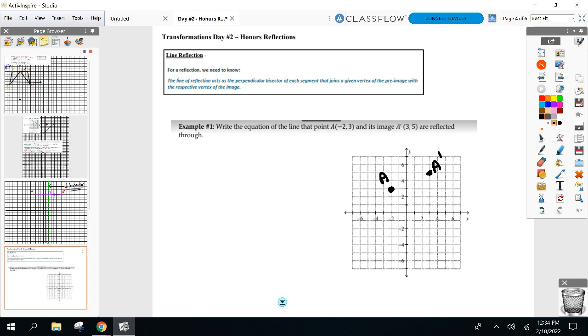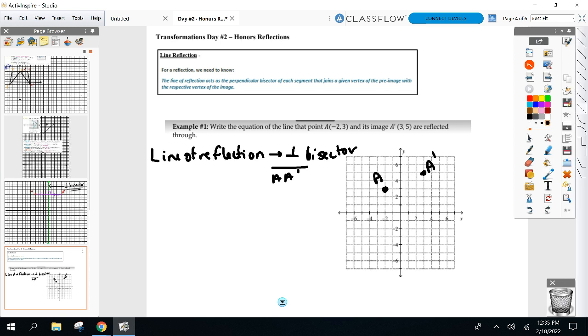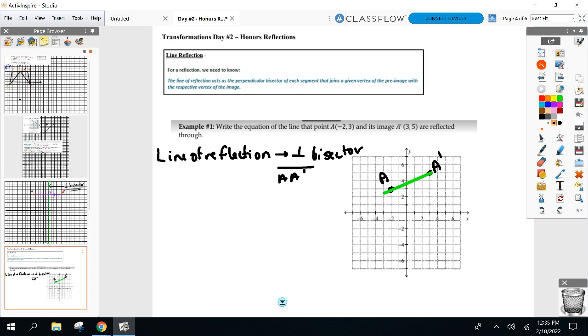But I do know this. I do know that if you want me to find the line of reflection, if I could spell it, the line of reflection is the same as the perpendicular bisector of segment AA prime. If you can find me the equation of the perpendicular bisector that goes through AA prime, that's same as the line of reflection. All right, why don't you connect A and A prime now? Make a segment out of it, like Lauren did up here.